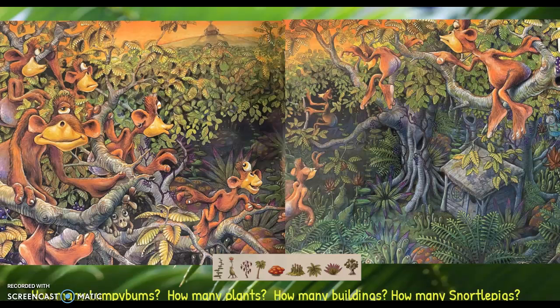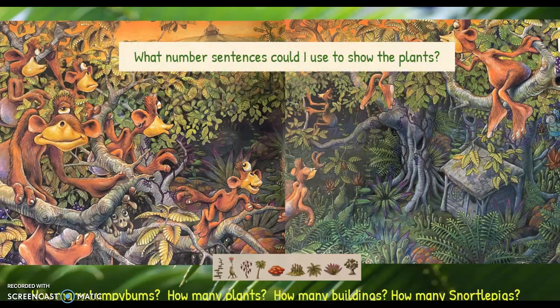I see, along the bottom, there are 9 different plants that are on the page in Uno's garden. How many plants would you see in all on the page? You can pause the video and see if you can count them. What number sentences could you use to show the plants?